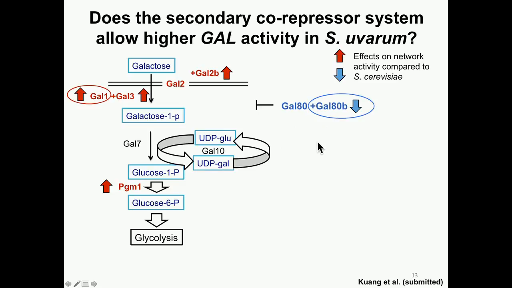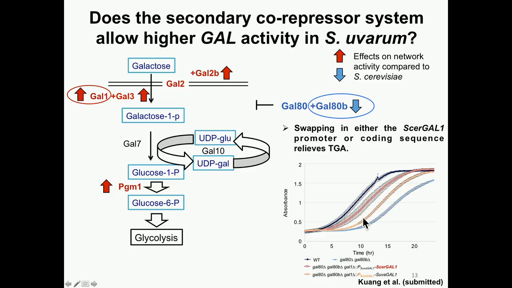So we wanted to see if these two phenomena were related, if having that secondary co-repressor actually enables the higher activity. To do that, we looked again at the double knockout of uvarum, and we now replaced the GAL1 coding sequence or GAL1 promoter. When we do that, we see that either the promoter or the coding sequence, just turning down that metabolism, actually provides some protective effect.